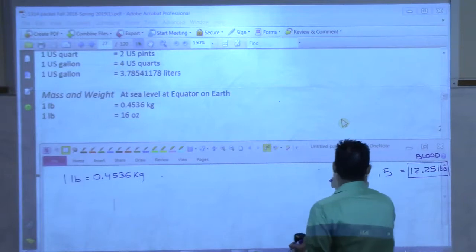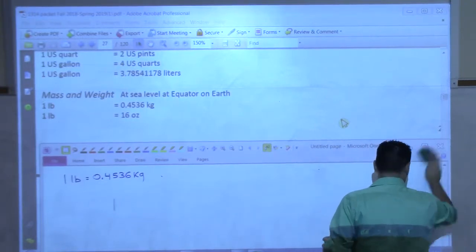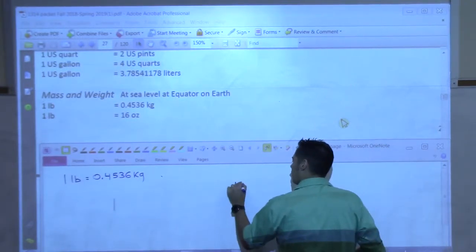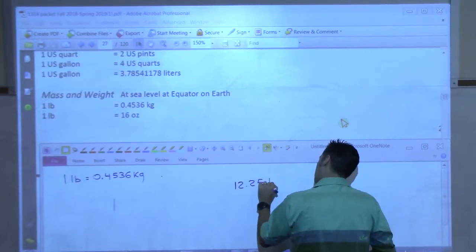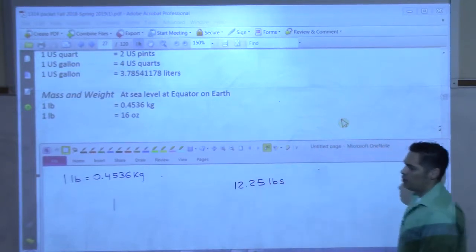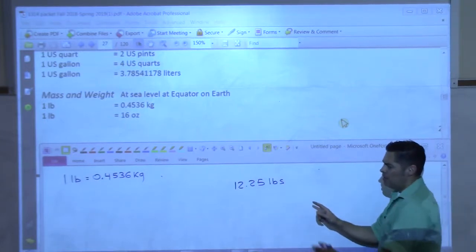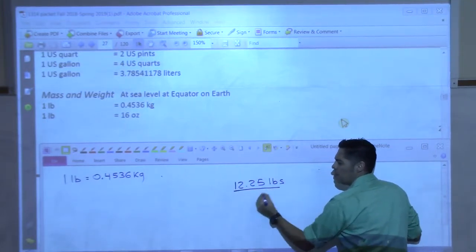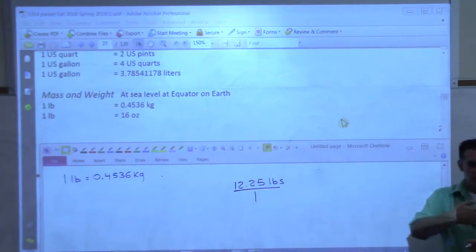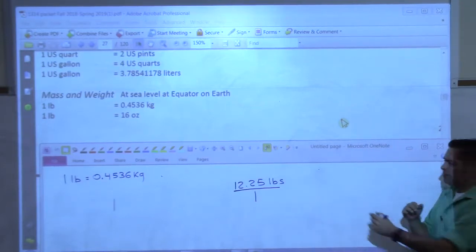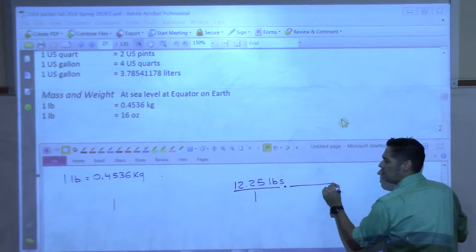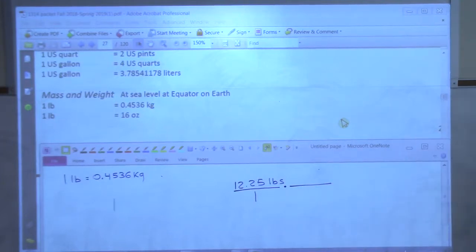So Emily, what am I going to do then? I have 12.25 pounds. So what am I going to do to make that go to kilograms? We're going to use that conversion, right? So we want to cancel the pounds out. Remember I said always write this like over 1. That way you create a fraction. And then multiply it by a new fraction. So what goes on top, what goes on bottom here, Emily?